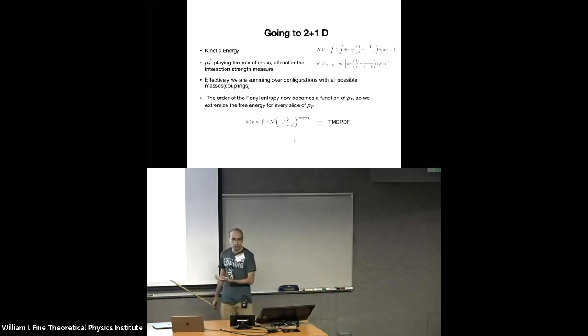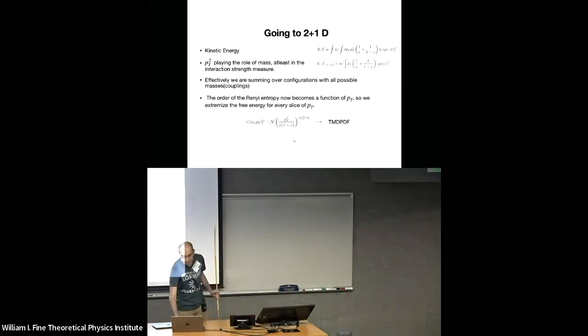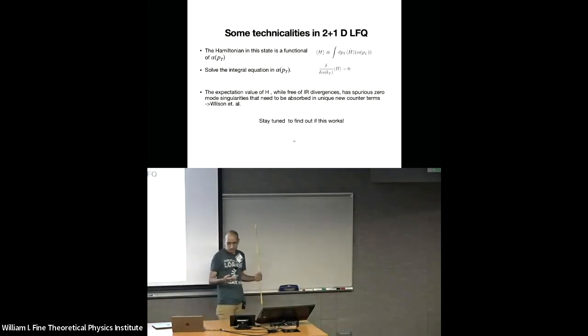And this is essentially some form of a TMD PDF for those who are familiar with this, which is the transverse momentum dependent photon distribution function. Okay, I think I'll stop in a minute. I'll not go through the technicalities. I spent the last month trying to understand how to get a finite Hamiltonian expectation value, because IR divergences are easy to handle, but there are some spurious divergences from the zero mode that appear in light front quantization. But I think there's a good explanation of how to handle them in Wilson's paper. So that's what my attention has been for the past month or so.